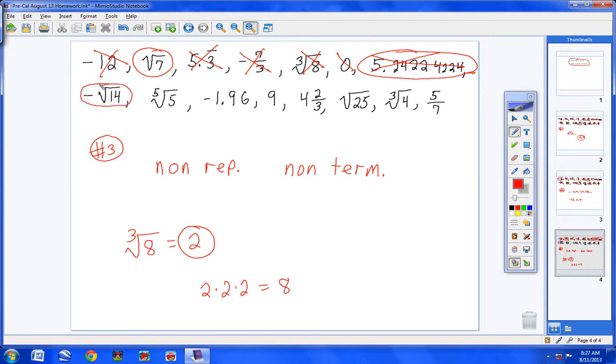If you type that in, you'll get a decimal that goes on and does not repeat. Same thing with this one. This is not irrational, it is 4.66666. The square root of 25 is just 5. The cube root of 4 is irrational, and this one is not. So we have 1, 2, 3, 4, 5 irrational numbers.